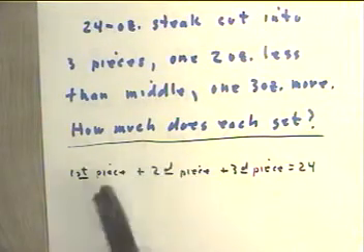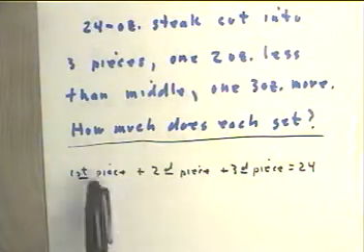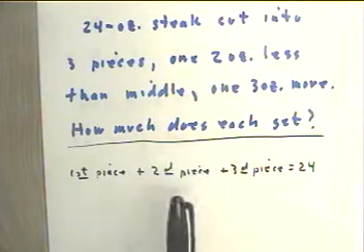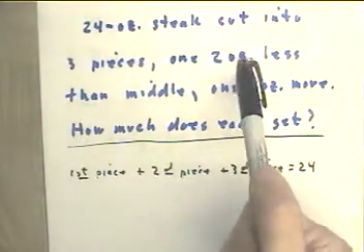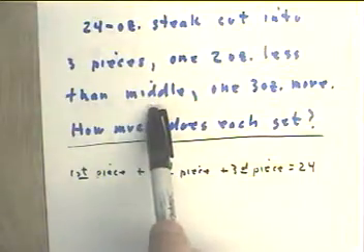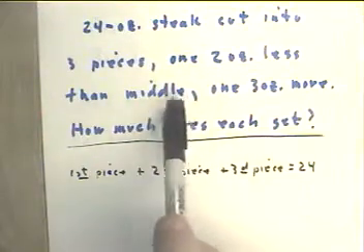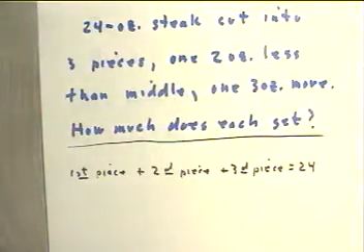Now this, of course, it's not the first piece, the second piece, the third piece. It's the weight of the first, the weight of the second, the weight of the third, but for brevity, I've written it like this. Now, let's see, what other information do we have? One piece is 2 ounces less than the middle. One is 3 ounces more, and by that we mean the middle piece.